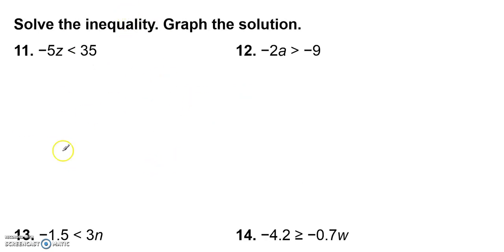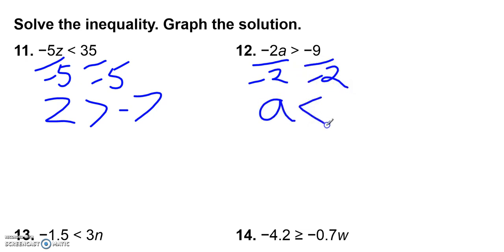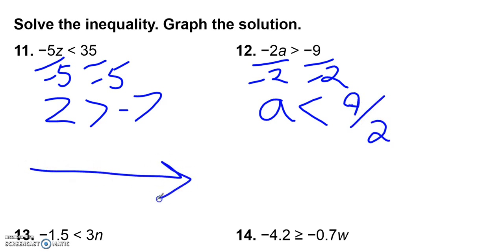Okay, so I'm going to do 2 of these, and you can do the other 2. So divide by negative 5, divide by negative 5. We have z is greater than negative 7, and then I'll just do this one right here. So divide by negative 2, divide by negative 2. We have a, and switch the sign, is less than 9 halves. Okay?